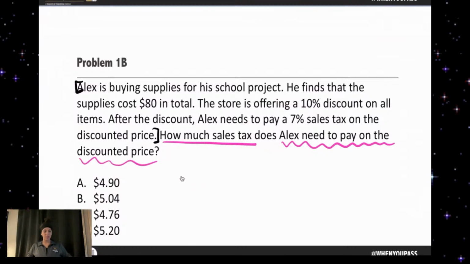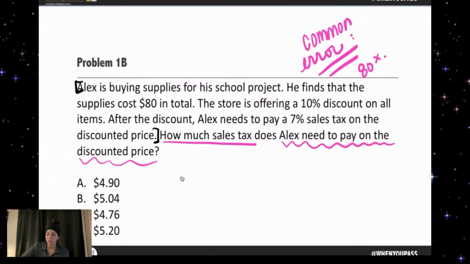Now, what do you think is going to be the number one error here? And I like to sometimes ask these questions, and I don't do it often enough. Sometimes, if we did problem 1C and they said, what is the student's error? Because there is error analysis on a lot of our exams. A common error here is going to be multiplying the 80 times the 0.07 rather than finding that discount.